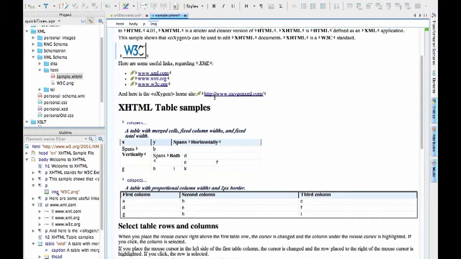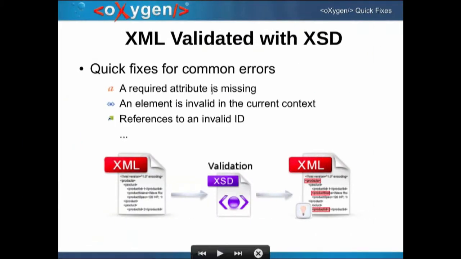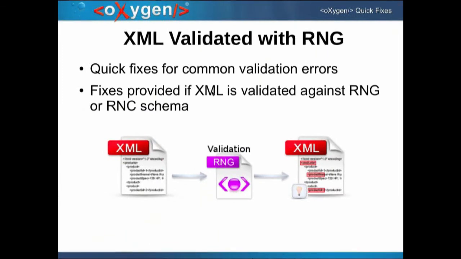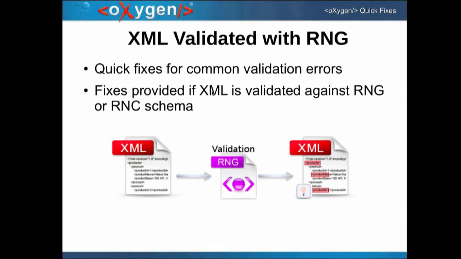And now I have a valid document. Similar problems are fixed also if you validate against a Relax NG schema. So you have similar quick fixes. You can validate even against a Relax NG compact schema. And I will show some examples also for this type of quick fixes.